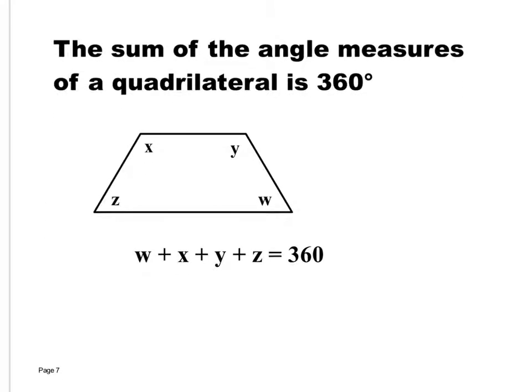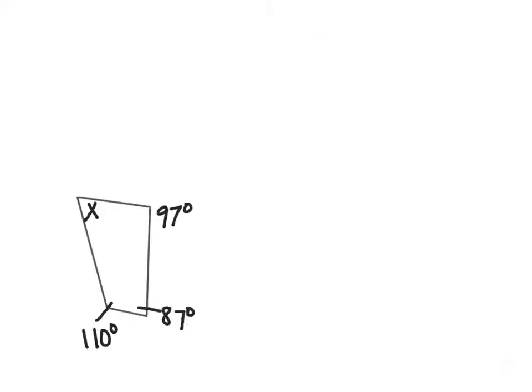All right, write this down. The sum of the angle measures of a quadrilateral is 360. We've talked about triangles. They all add up to 180. Quadrilaterals add up to 360. They always do. It doesn't matter if it's a parallelogram or a rhombus or a trapezoid. They all add up to 360. So you just take all the angles and add them up. No matter what it says each angle is, just put them here, add them up. They equal 360. So let's do that.